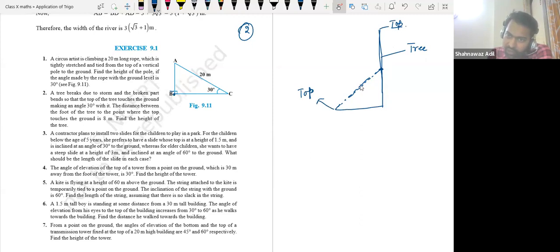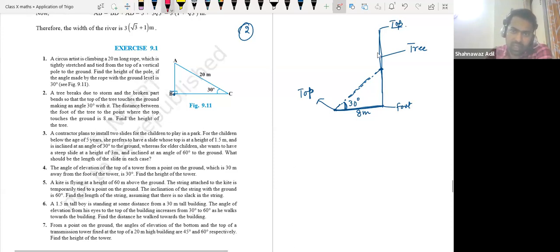This top of the tree is making an angle of how much? This 30 degrees. And what do we know? The distance between the foot of the tree and the top of the tree is given, and that is 8 meters. So we have to find out the height of the tree.